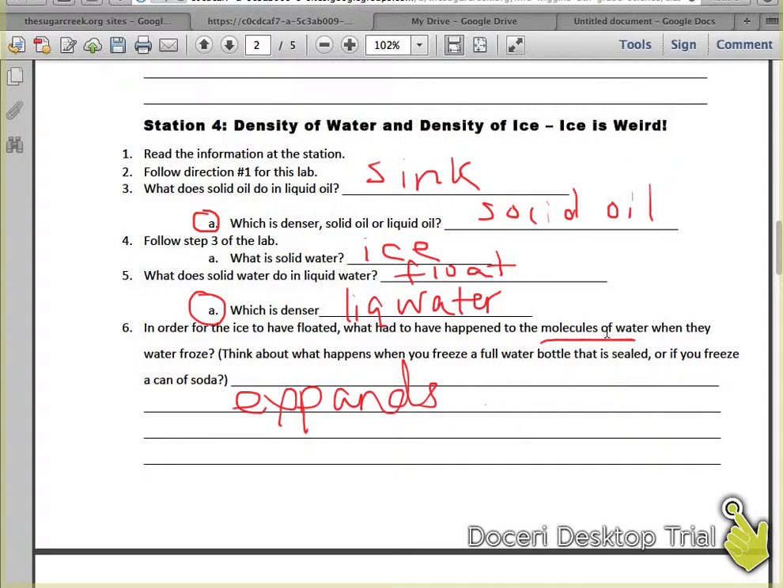But doesn't the water, can't the water molecules fill it up? Is that enough? Might not be. That's not enough. No, you need more. That's why it doesn't help. All right.